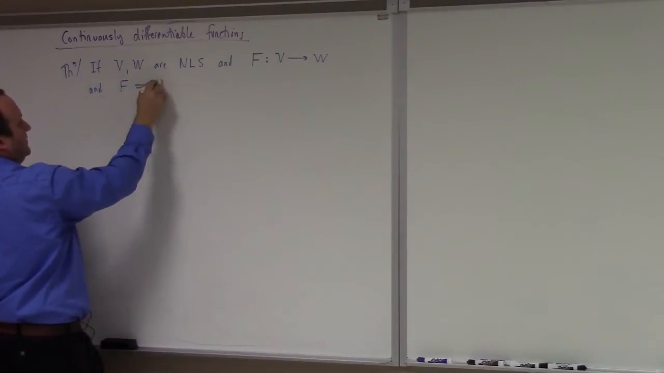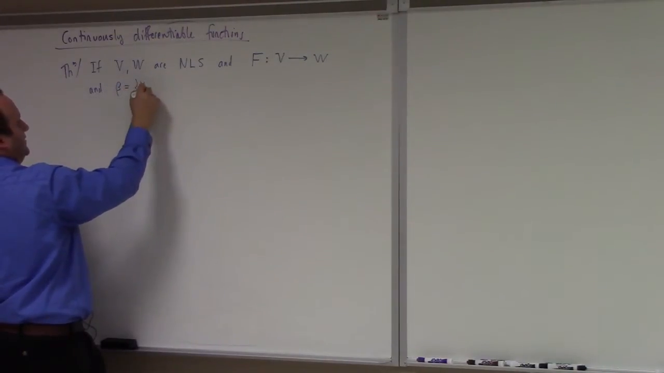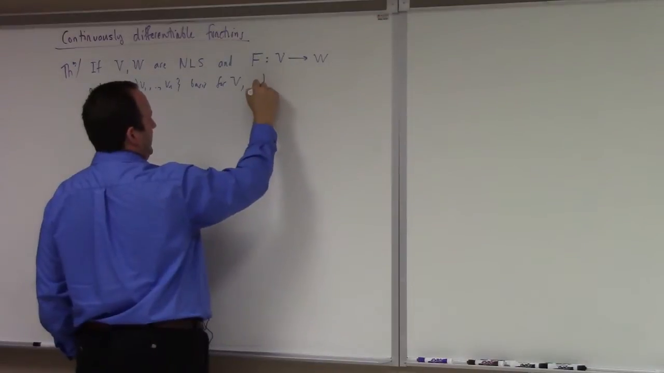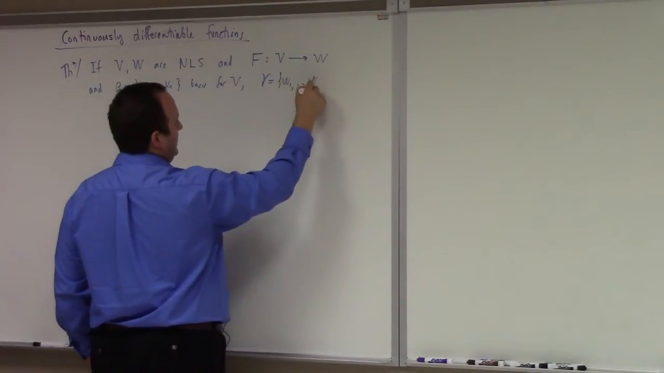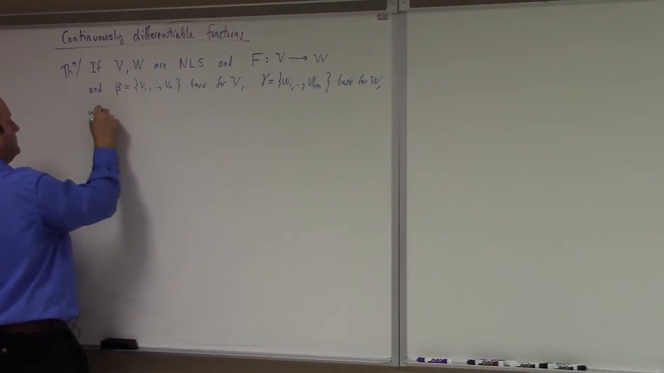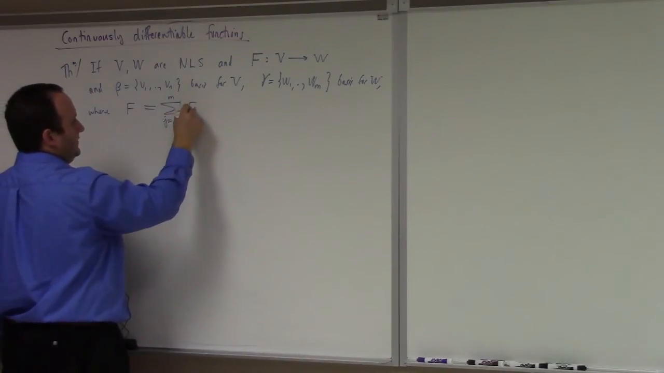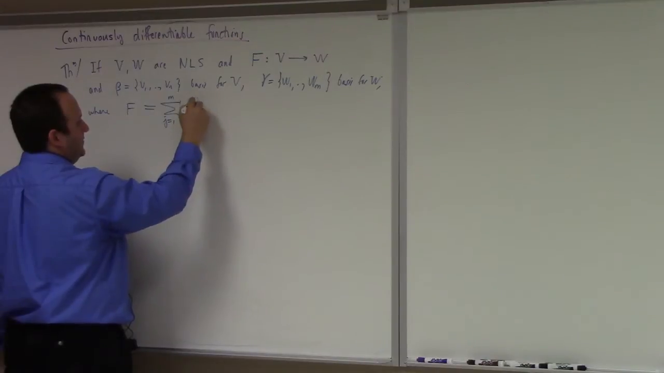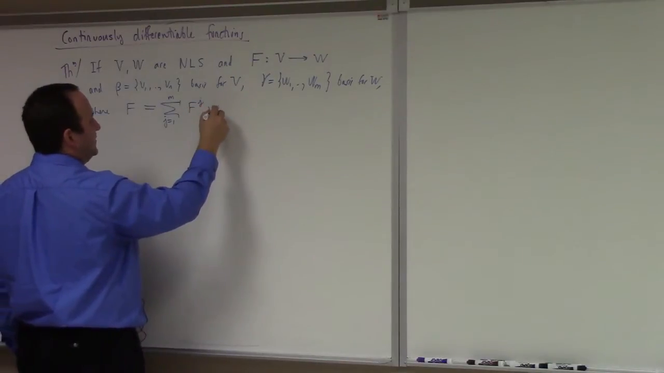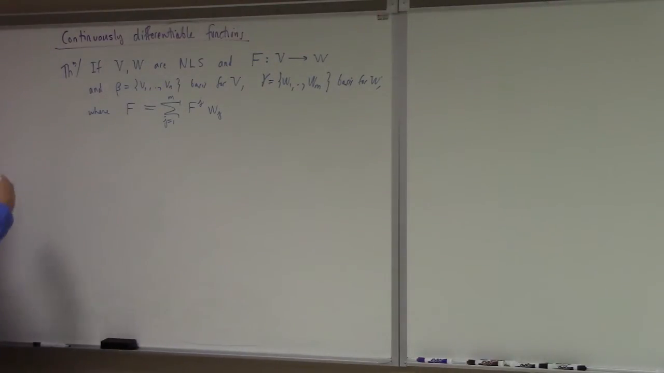And let's suppose beta, v1 through vn, is a basis for V, and gamma, w1 through wm, is a basis for W. All right, where F is equal to a sum, j equals 1 to m, of F upper j times w lower j. I'm going to put the j upstairs, it's just a nicer notation for this particular problem. So this is the expansion of f into component functions.